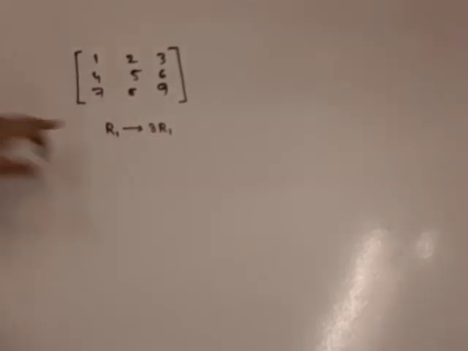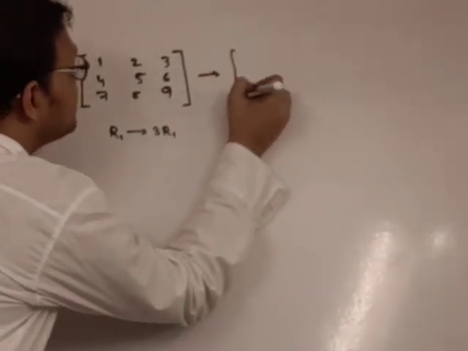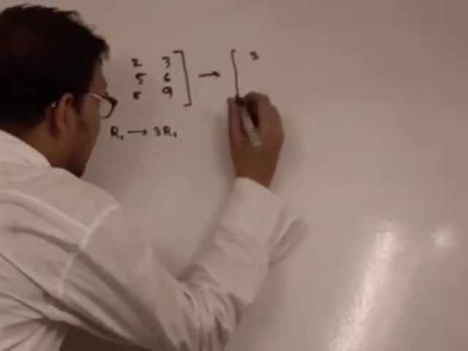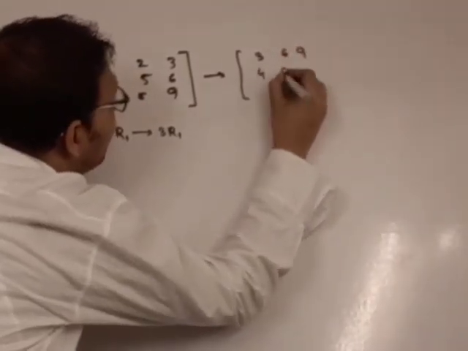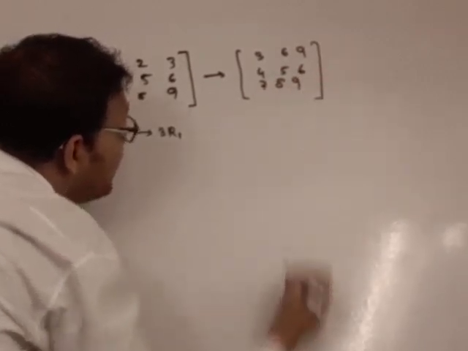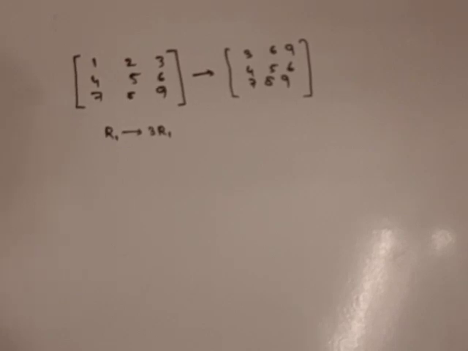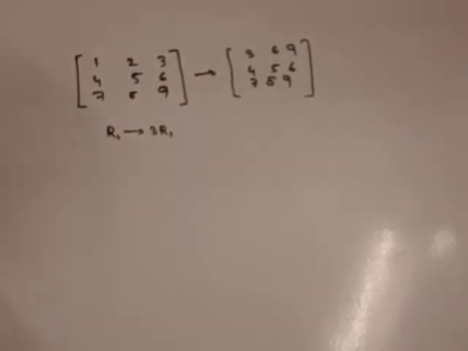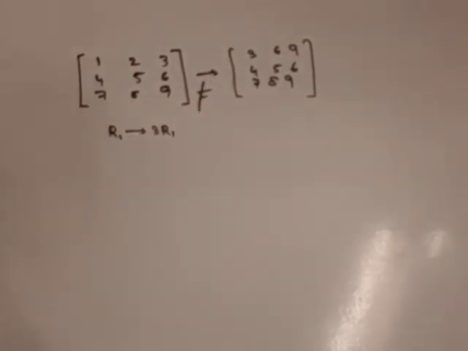So what did I do? Every element of row R1 is increased 3 times. So the resulting matrix becomes 3, 6, 9, 4, 5, 6, 7, 8, 9. Remember that when you are applying row operations, don't use the equality sign. This is because this matrix is never equal to this matrix. So use the arrow sign.